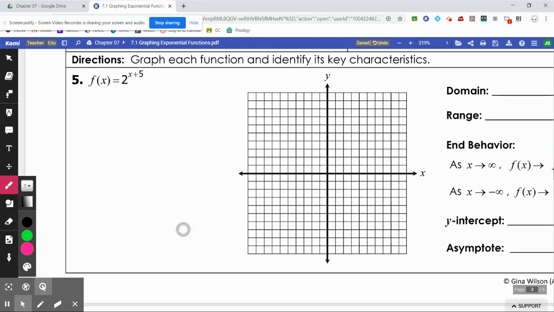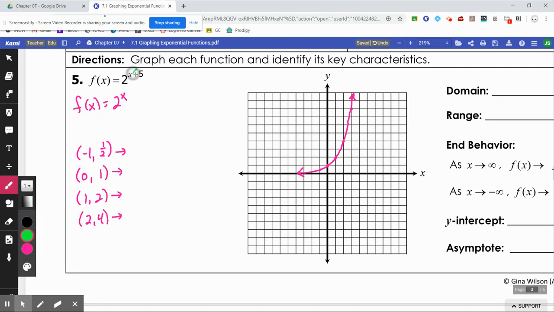Okay, number 5, it says graph each function and identify its key characteristics. Now before I graph this, I'm going to graph the parent function. The parent function of 2 to the x plus 5 would be just plain 2 to the x. Let me remind you what it looks like. And there's your graph along with the points over here.